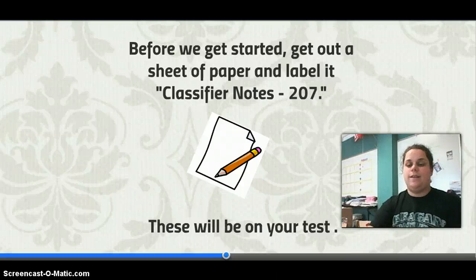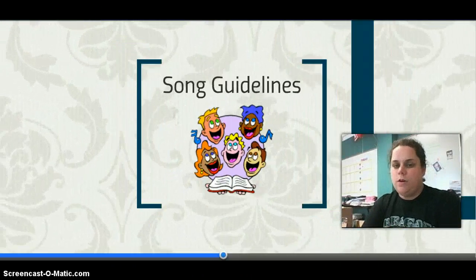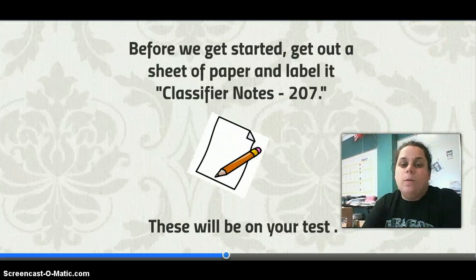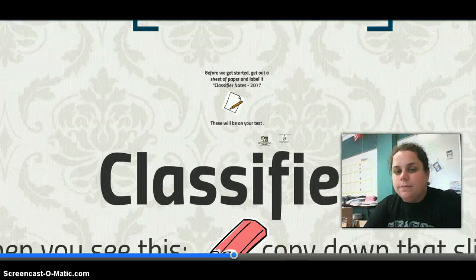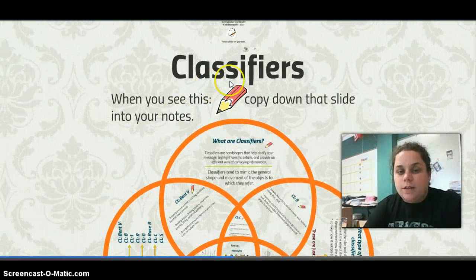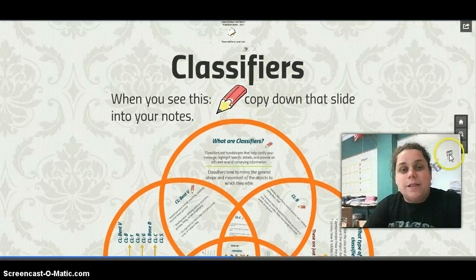Hi, we are looking at classifiers. Let me go back a slide. Nope, wrong way. Sorry. We're looking at classifiers. You're going to need to take notes on this if you haven't. I will be taking them up for a grade, and you'll need to know this information for your next test. So let's move along. When you see this little pencil, that means copy down that slide into your notes.